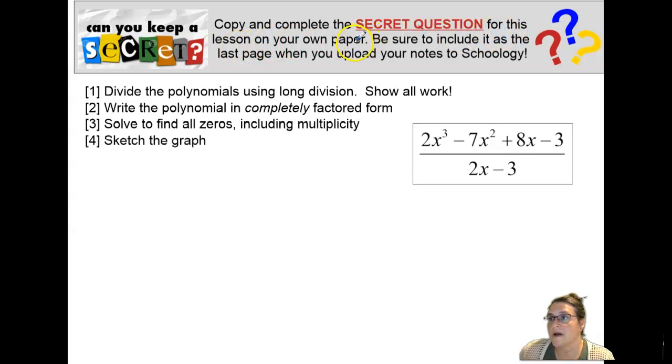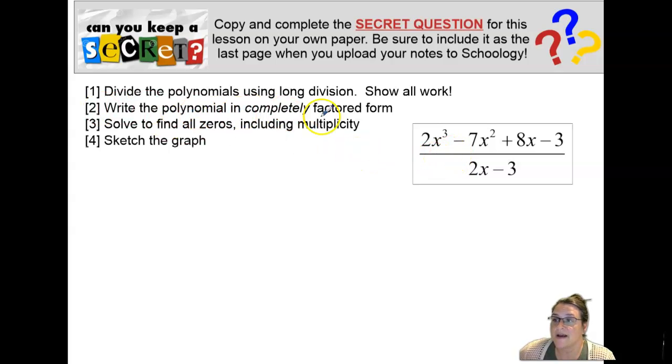So you're going to, on this last slide, answer the secret question for this lesson on your own paper, and be sure to upload it as the last page of your notes to Schoology. The polynomial that you're going to divide is 2x cubed minus 7x squared plus 8x minus 3. Your divisor is 2x minus 3. You're going to do polynomial long division. Make sure you show all the work if you want to get credit for the division. Once it's divided, you should get a remainder of 0 for this problem. If your remainder isn't 0, go back and try it again till you get that remainder of 0.